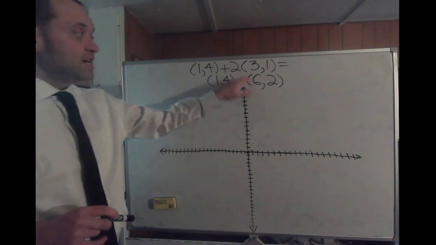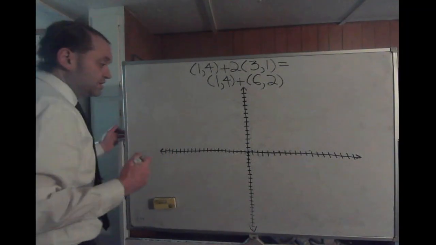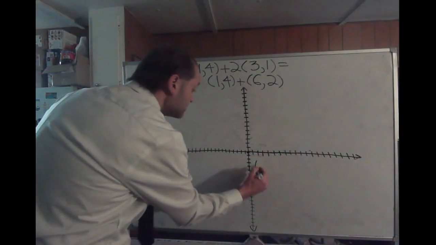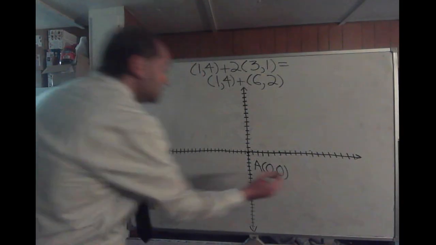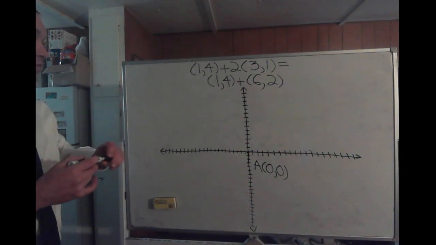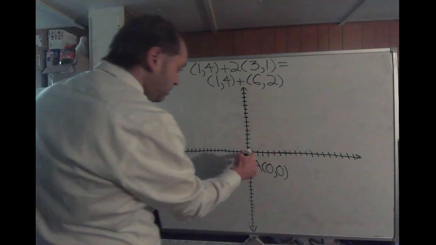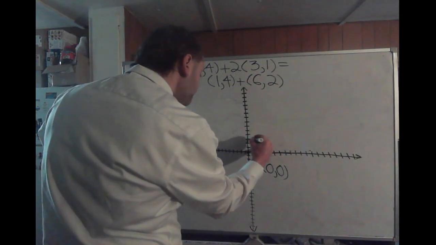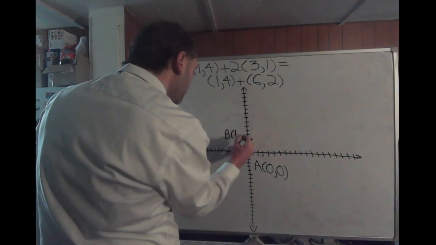So always take care of your scalar multiple first. Now we may move on. So point A here is going to be at 0, 0. That's your starting point. This first vector of 1, 4 tells you to get to point B, you need to go to the right 1, then up 4, which would put me right here. So point B would be at 1, 4.